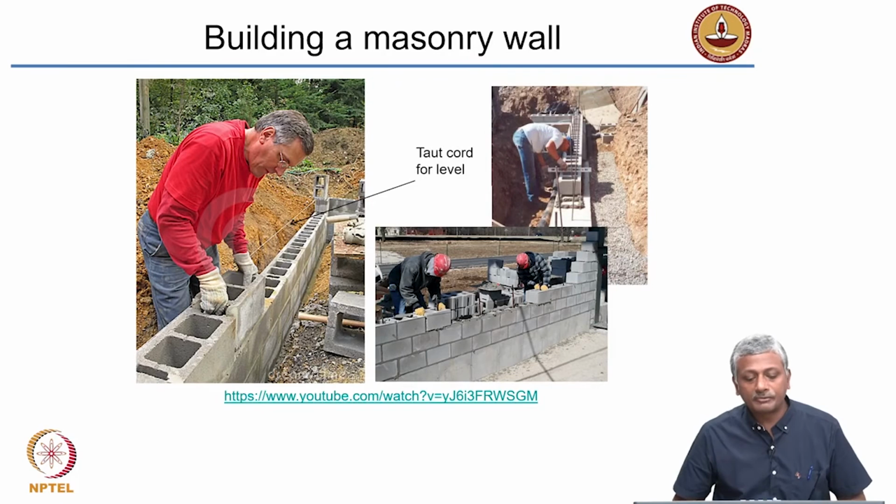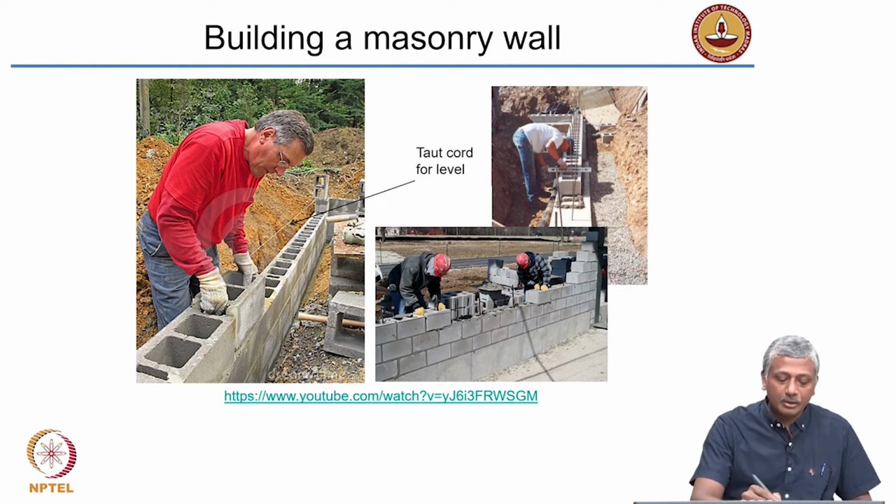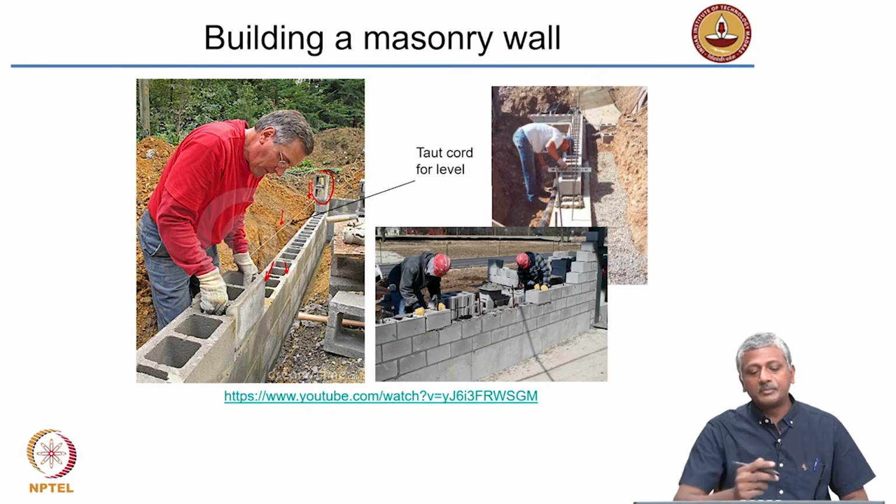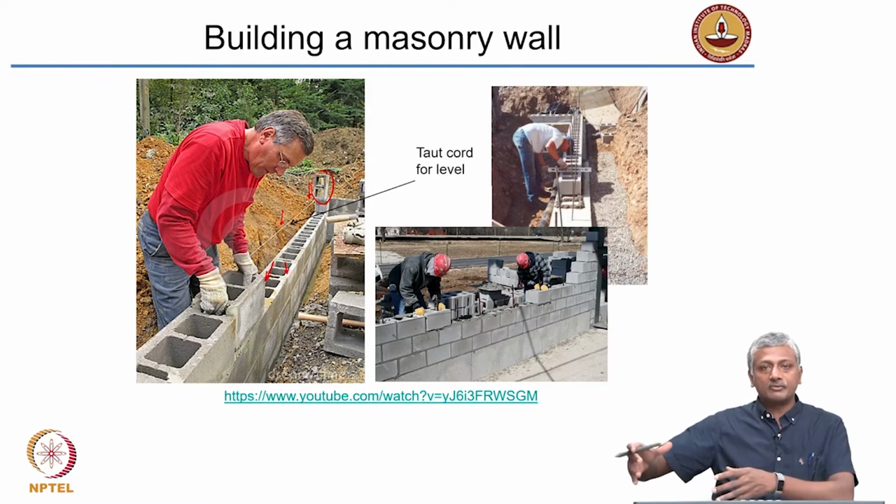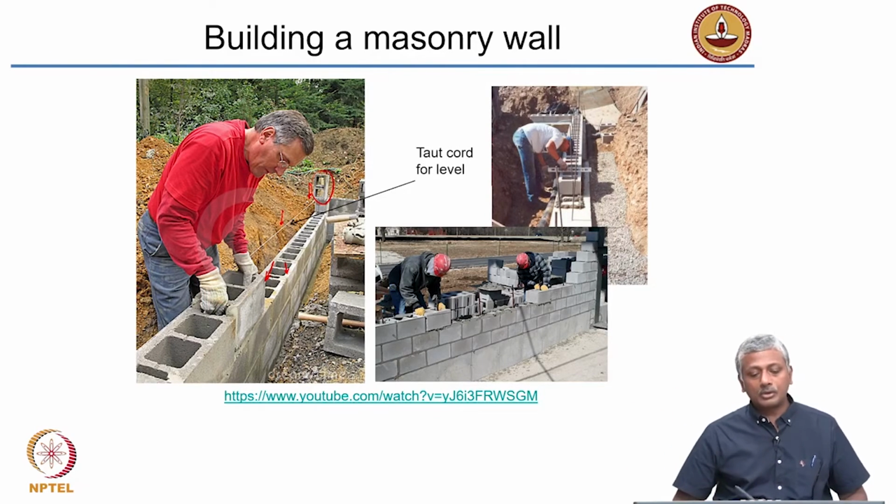Again, just an example of the use of the taut cord. You see here concrete block construction is being done, and the blocks are being laid, and this cord is held in position by a very simple arrangement of using just a block as a weight. You have a taut cord that forms the level of the horizontal masonry units.